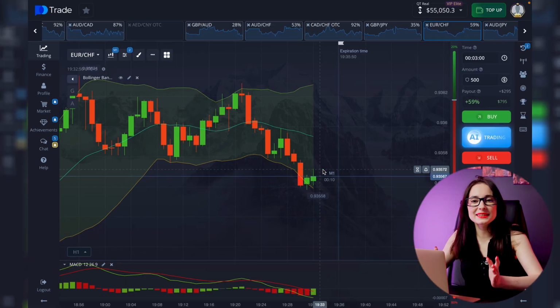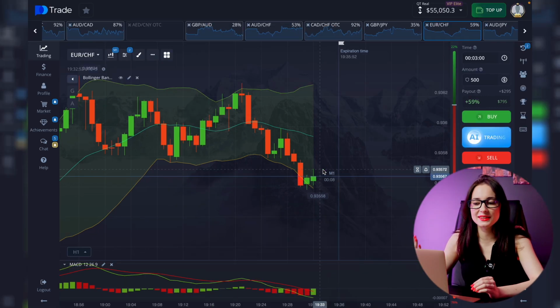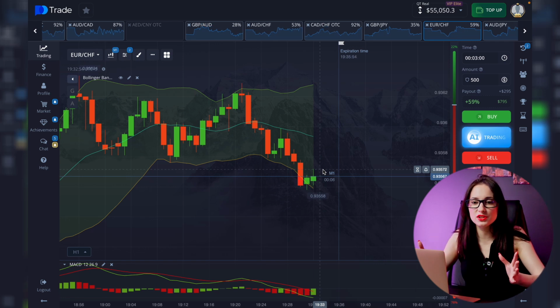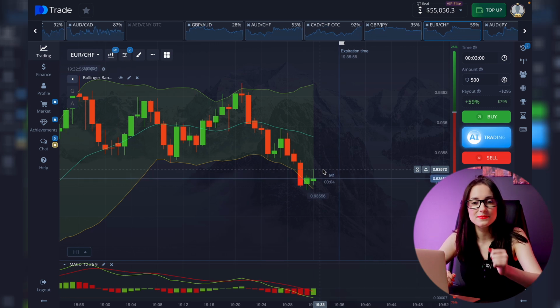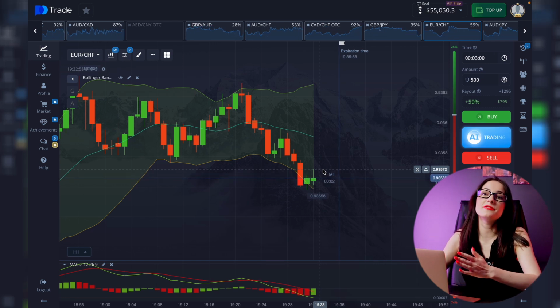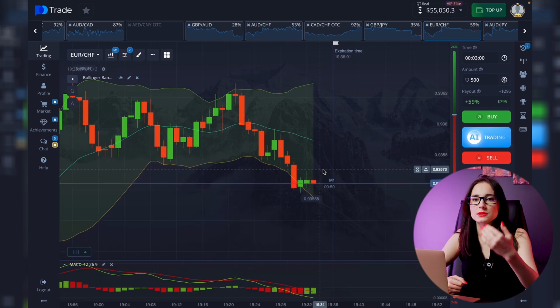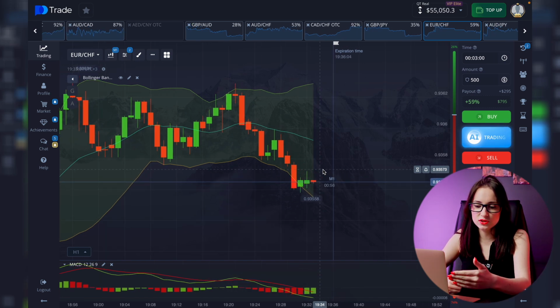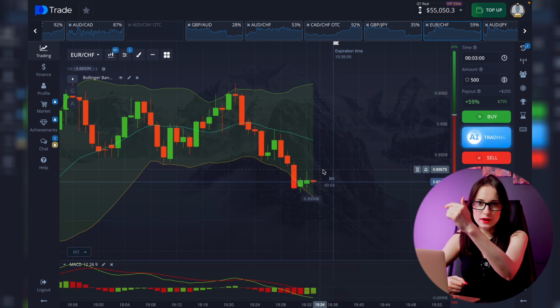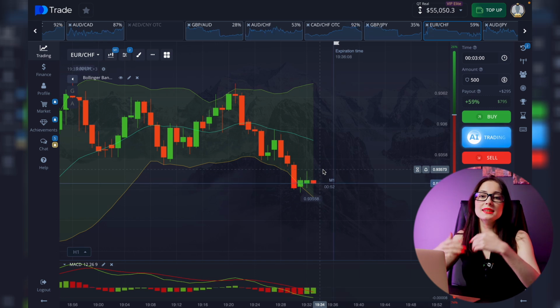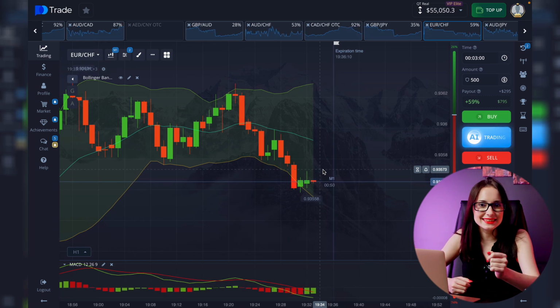Okay, great, we succeeded. First profit from using this strategy, a combination of Bollinger bands and MACD indicators, earned $305. So all we did is follow the rules of using this strategy. Price touched one of the bands, then a crossover of MACD, followed this and succeeded.